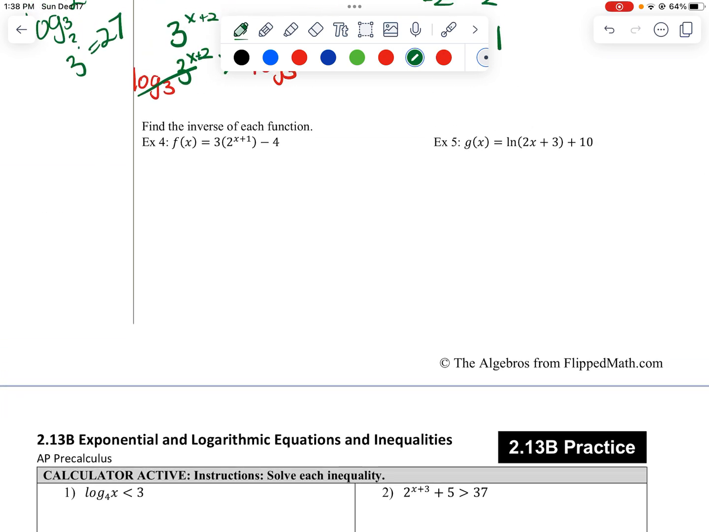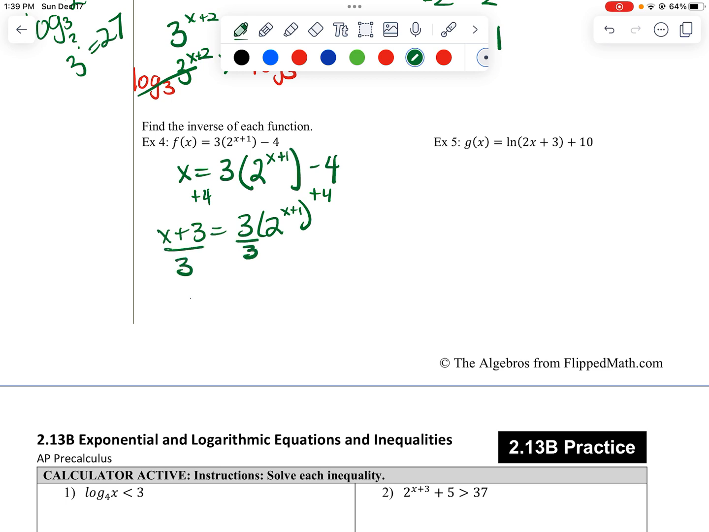So our inverse here, again, we switch our x and y. So x equals 3 times 2 to the x plus 1 minus 4. Okay, so let's start by adding 4. So x plus 4 equals 3 times 2 to the x plus 1. Divide by 3. So x plus 4 divided by 3 equals 2 to the x plus 1. Okay, well, now we're going to take log base 2 to each side.